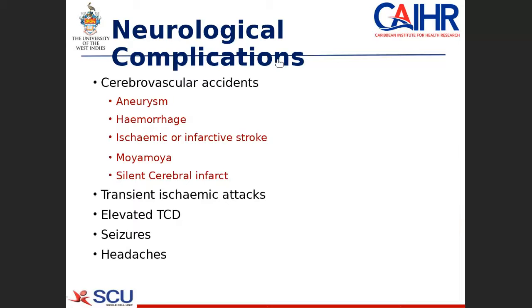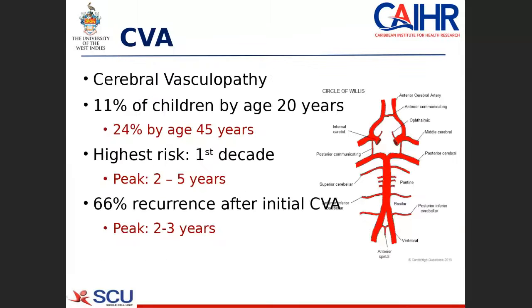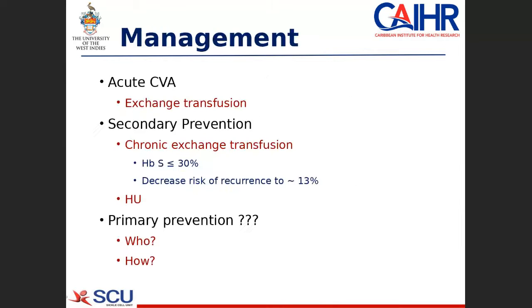There are a number of neurological complications that are associated with sickle cell disease. We're in child health, and so we're going to focus on ischemic stroke, which is not uncommon. 11% of children by the age of 20 will have an ischemic stroke. The highest risk period is the first decade, the first 10 years of life, with a peak occurring between the ages of 2 to 5 years. Important to realize that there's a 66% recurrence after the initial CVA. So 2/3 of persons who have a first CVA will go on to have a second CVA, with the peak period for recurrence being in the first 2 to 3 years after the initial event.